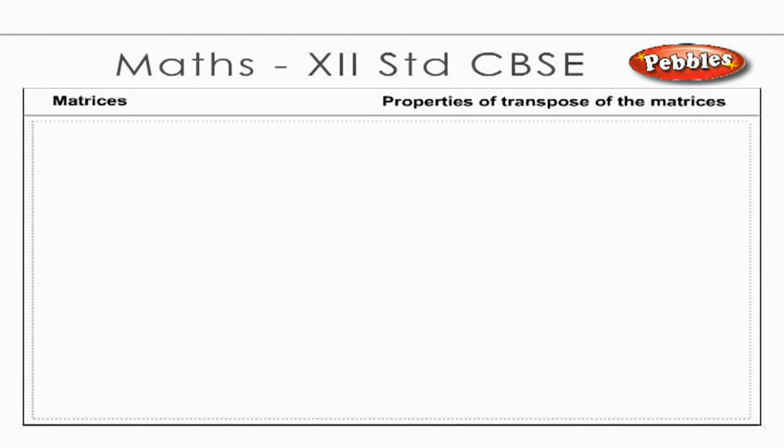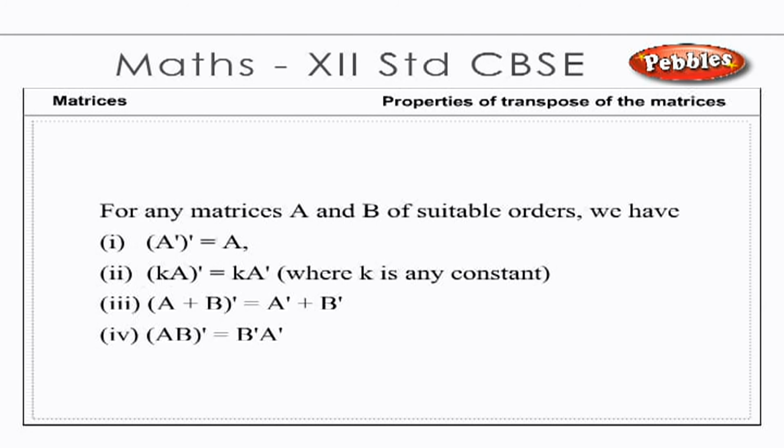Properties of transpose of the matrices. For any matrices A and B of suitable orders, we have (A')' equal to A, (kA)' equal to kA', where k is any constant. (A plus B)' equal to A' plus B'. (AB)' equal to B'A'.